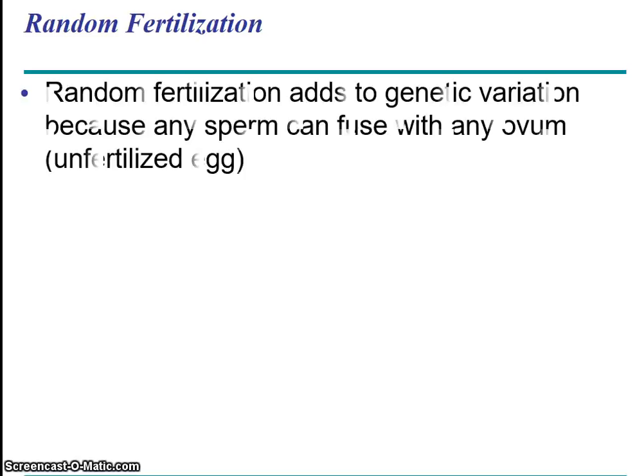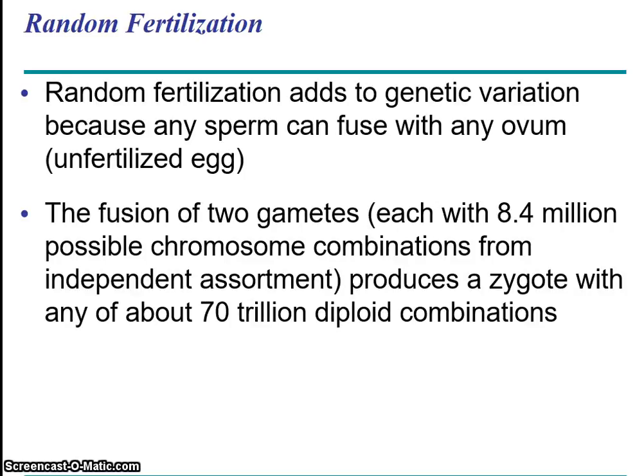Sorry, we're back. So the third way that things can contribute to genetic variation is this idea of random fertilization. So if each parent has 8.4 million possible chromosome combinations, so 8.4 million possible gametes, one of those may or may not fertilize the egg. They may or may not come together. So if we combine those two numbers, 8.4 and 8.4, one from mom, one from dad, that gives us 70 trillion different diploid combinations when egg and sperm come together.